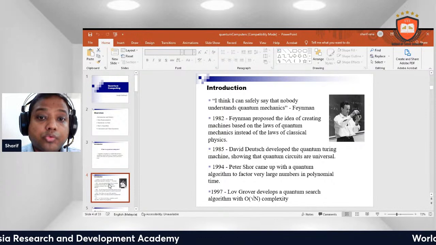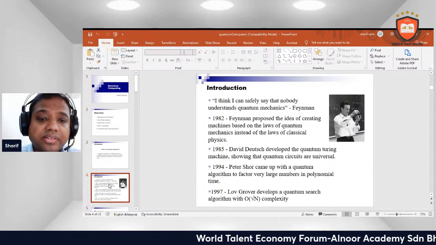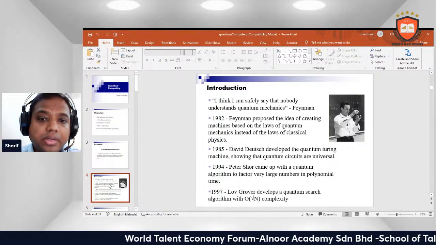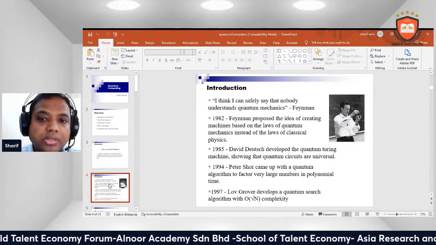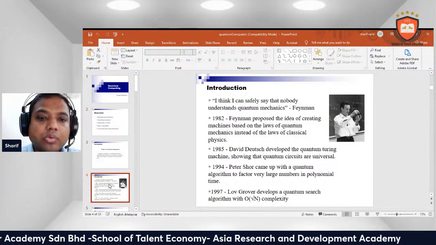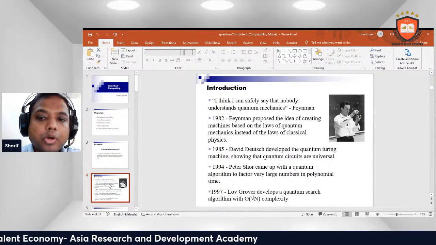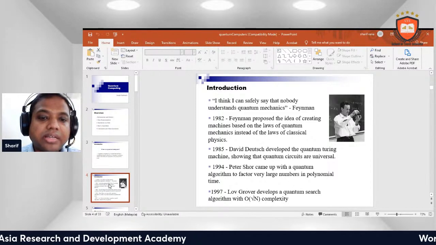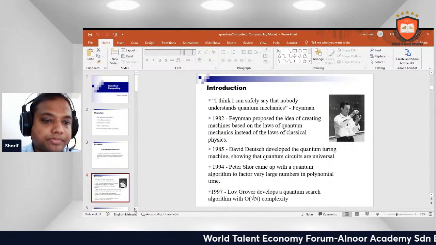In 1982, Feynman posed the idea of creating a machine based on the laws of quantum mechanics instead of the laws of classical physics. In 1985, David Deutsch developed the quantum Turing machine, showing that quantum circuits are universal. In 1994, Peter Shor came up with a quantum algorithm to factor very large numbers in polynomial time. In 1997, Lov Grover developed a quantum search algorithm with O(√N) complexity.